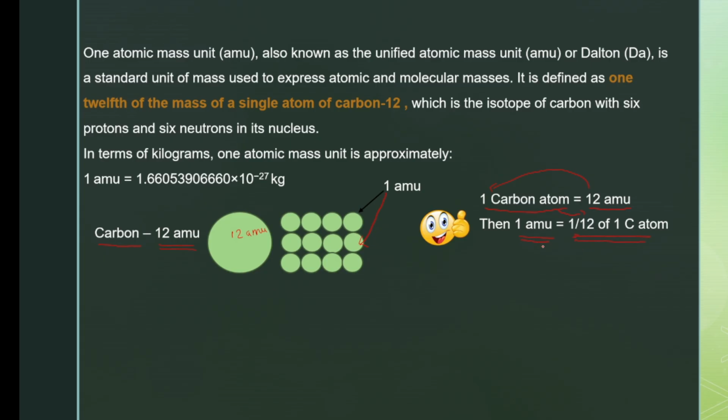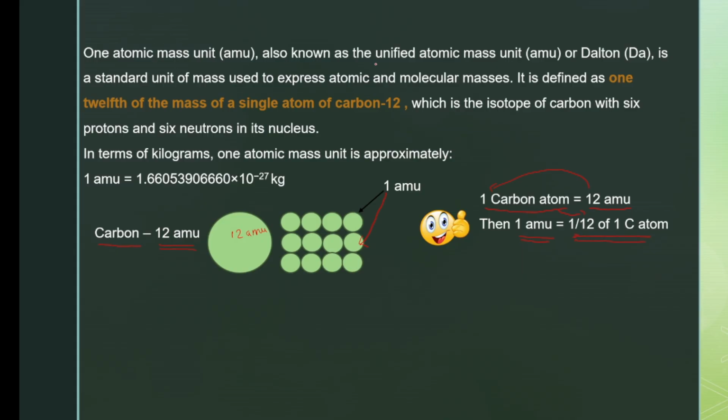This is for understanding the definition. 1 carbon atom is equal to 12 AMU. Then what will be 1 AMU? 1 AMU will be 1 by 12 of 1 carbon atom. So how will we define 1 atomic mass unit?